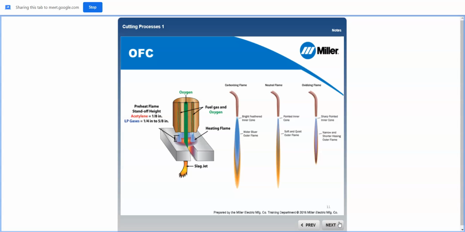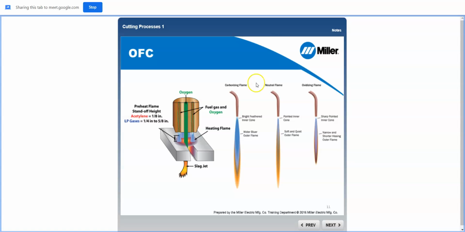The first is the neutral flame. A neutral flame has a perfect one-to-one fuel to oxygen mixture. So that's this one in here. That's the one we are usually aiming for whenever we are using an oxy-fuel system, a nice neutral flame.